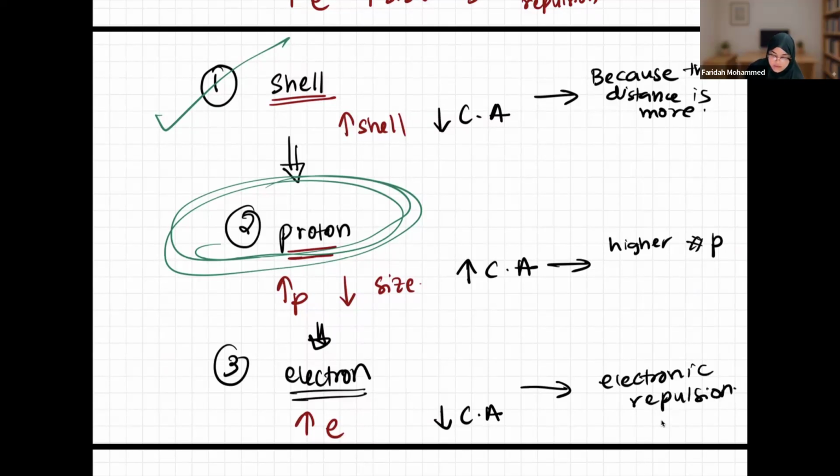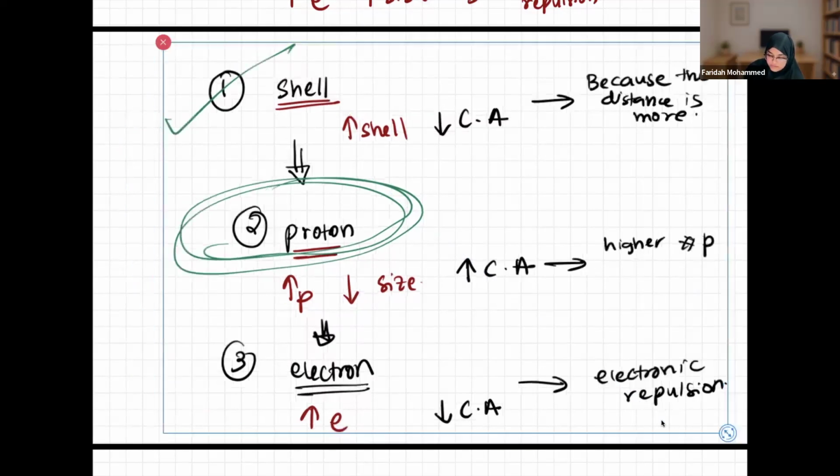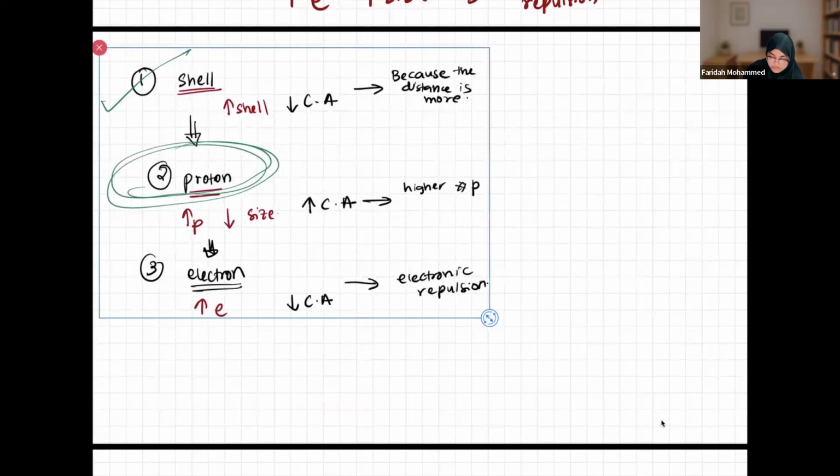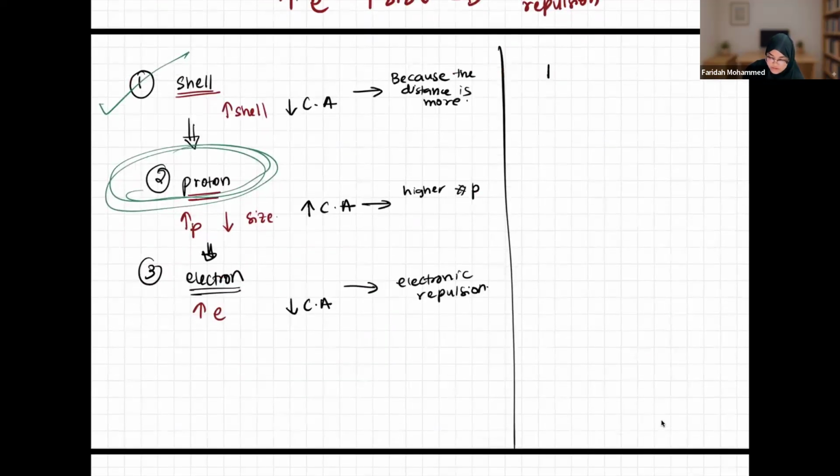Now, once you know the Coulombic attraction or Coulombic force, you can say higher Coulombic force, smaller size or radius, higher ionization energy, higher electronegativity.